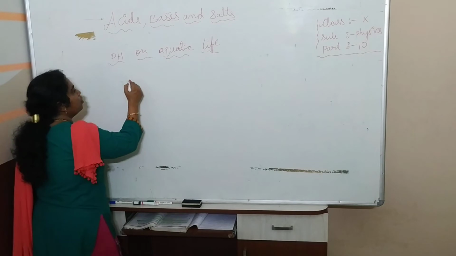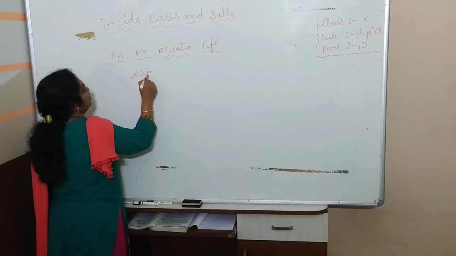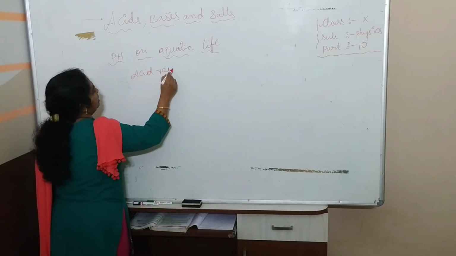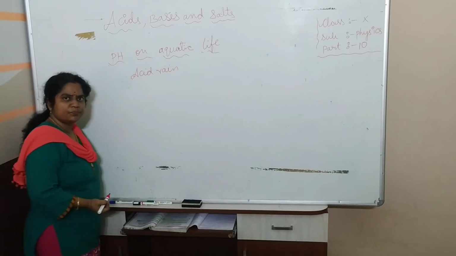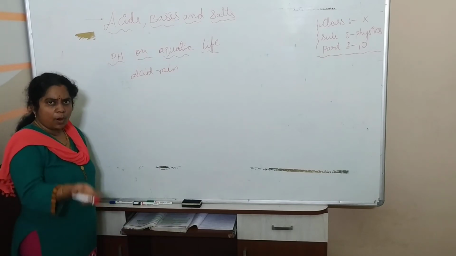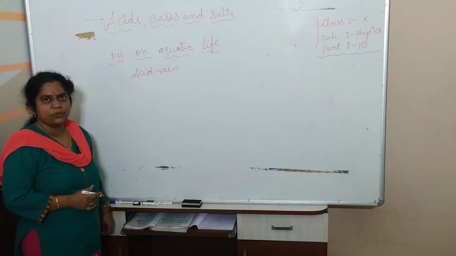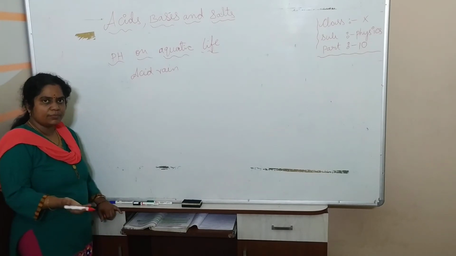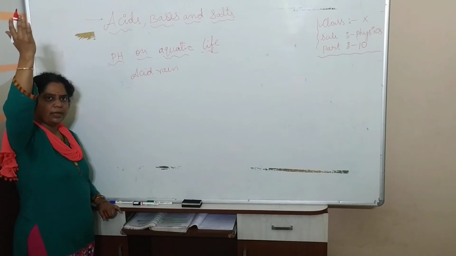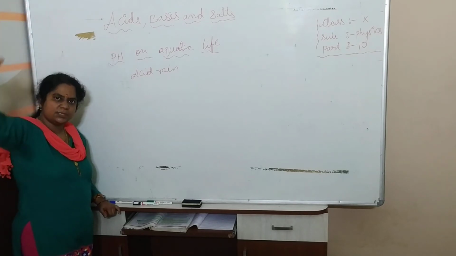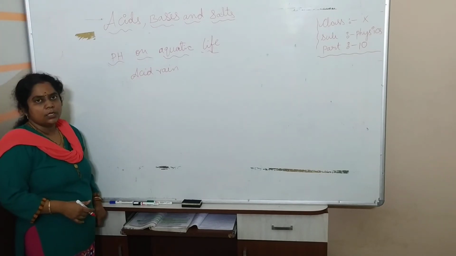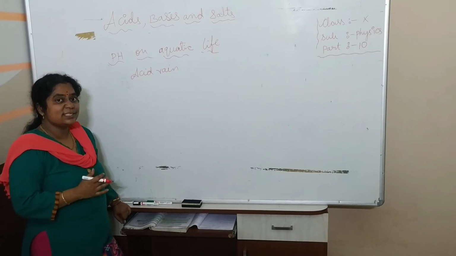For this, you should know what acid rain is. What is acid rain? You know what rain is. When the water evaporates and precipitates, it comes in the form of rain. In the summer, the water from the water bodies gets evaporated and forms clouds and it precipitates as rain. You know that. Now we are going to see what this acid rain is.